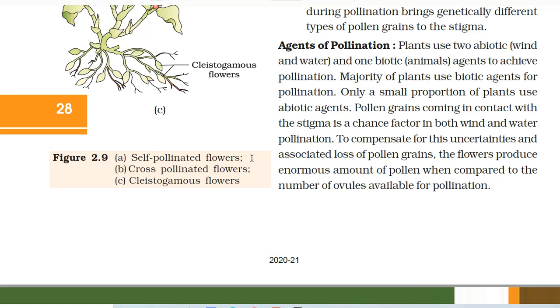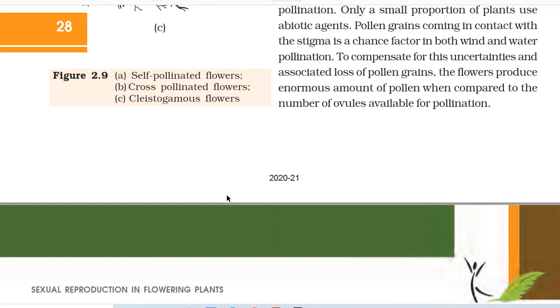Pollen grains coming in contact with the stigma is a chance factor in both wind and water pollination. To compensate for these uncertainties and the associated loss of pollen grains, the flowers produce an enormous amount of pollen compared to the number of ovules available for pollination.